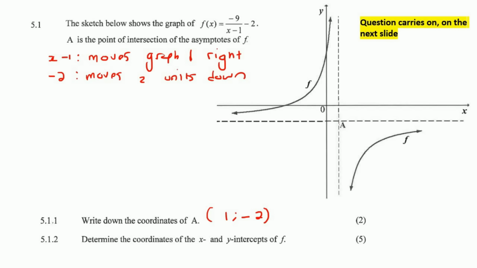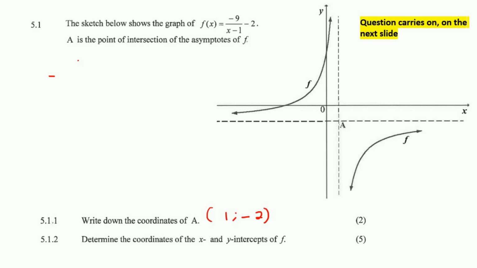The next one for 5 marks. Determine the coordinates of the x and y intercept. Very easy. Hey guys, x-intercept, make y 0. Y-intercept, make x 0. That'll never change. That's a constant rule that we can always use. So to find the x-intercept, we make y 0. So we say 0 equals -9 over x minus 1, minus 2. Now I'm going to take the 9 over with the x minus 1 so it can become positive.